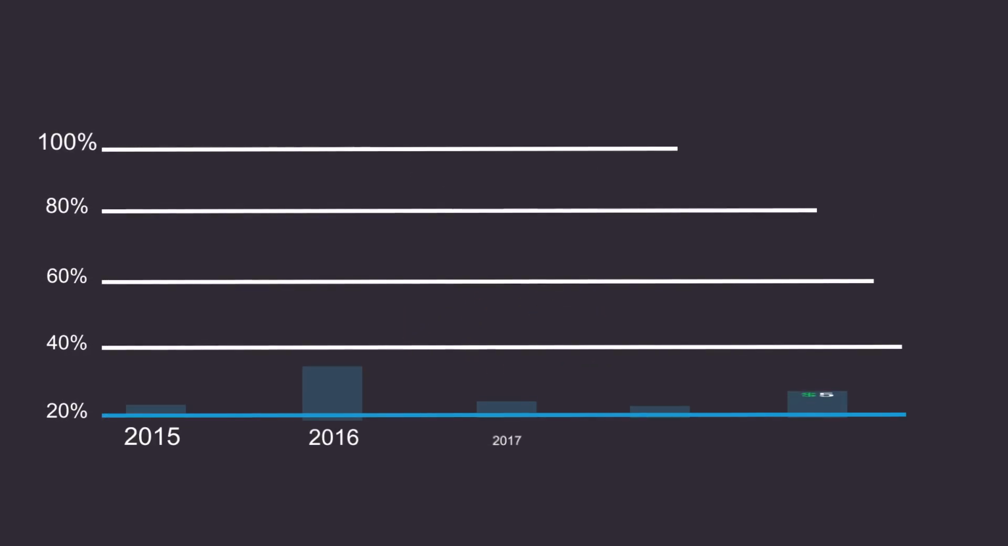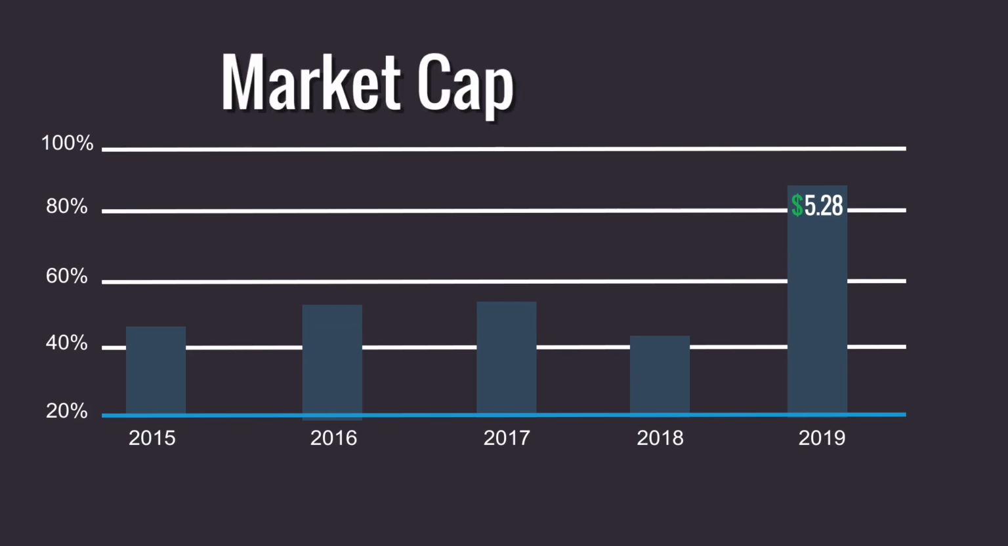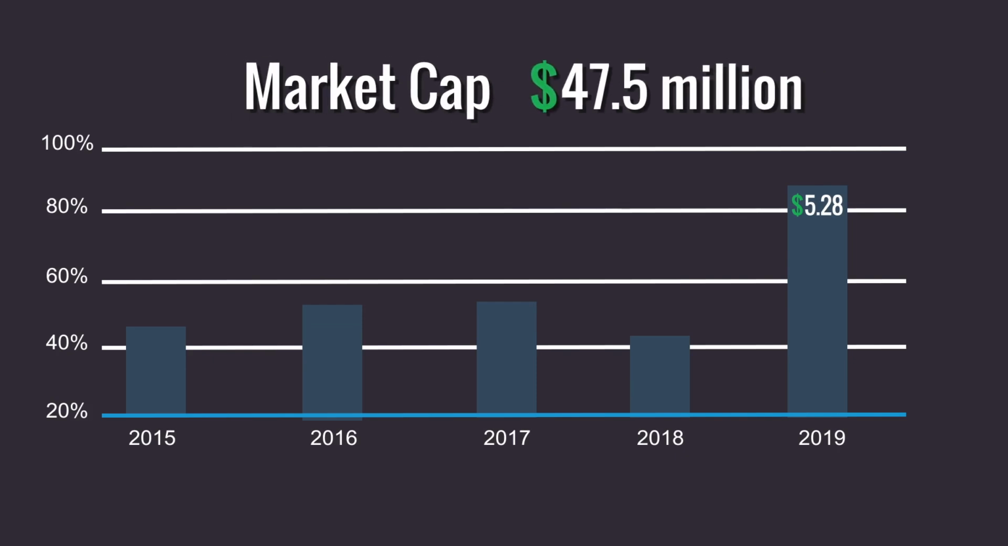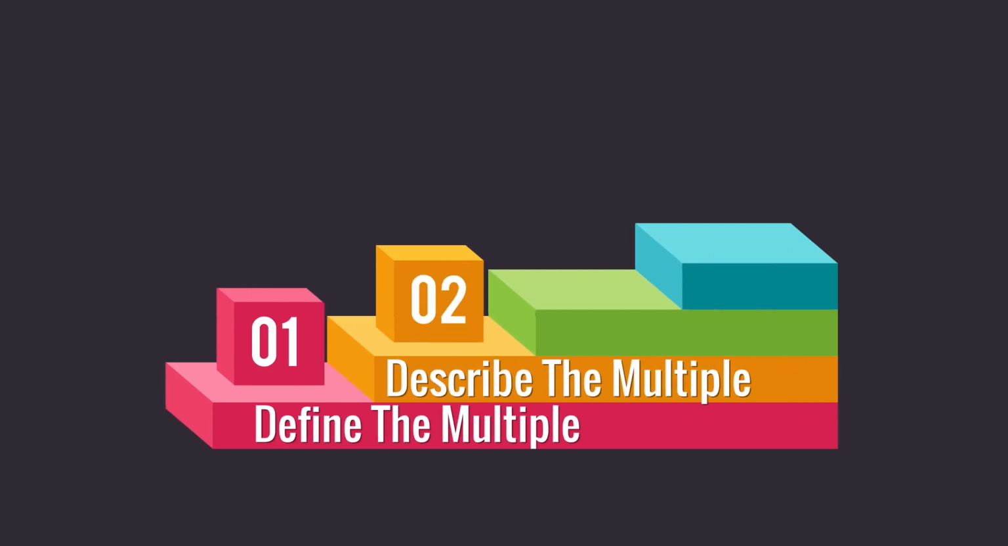For example, if by the end of the buyback the price goes up to $5.28 from $5, the new market cap is roughly $47.5 million. Step 2. Describe the multiple.